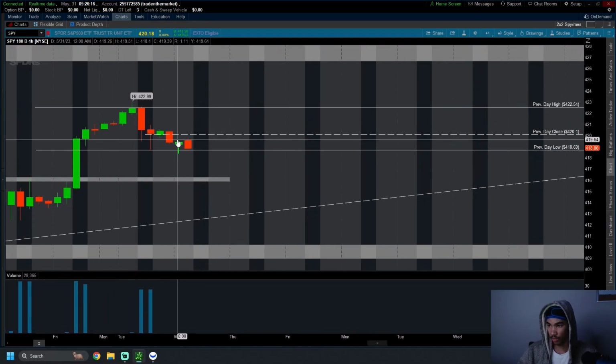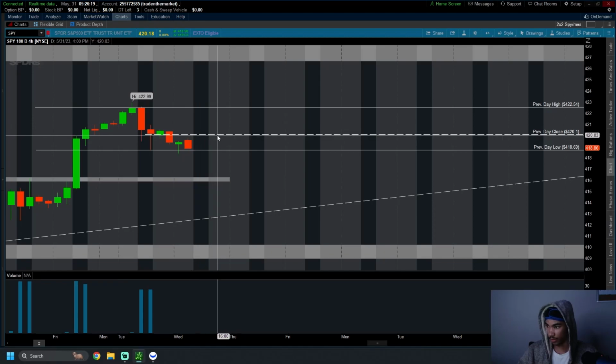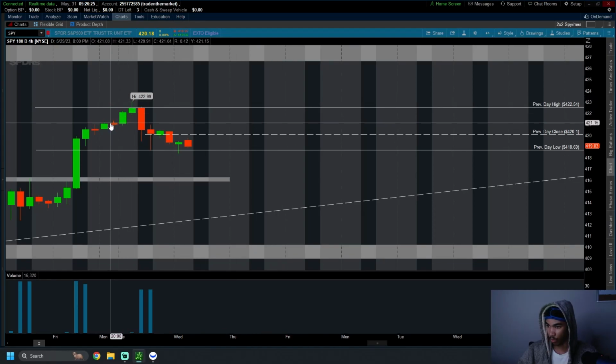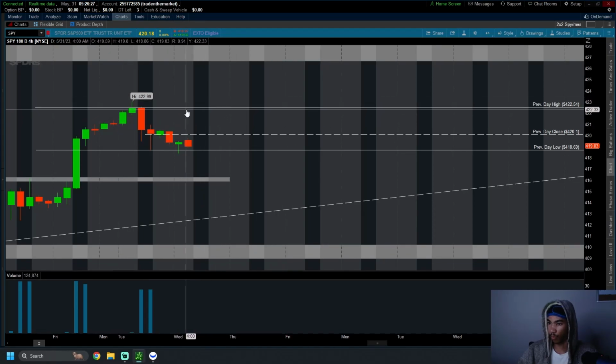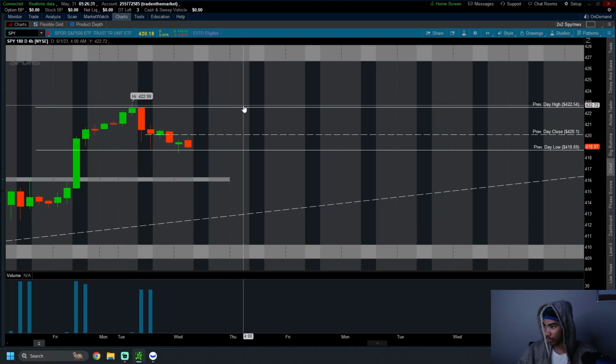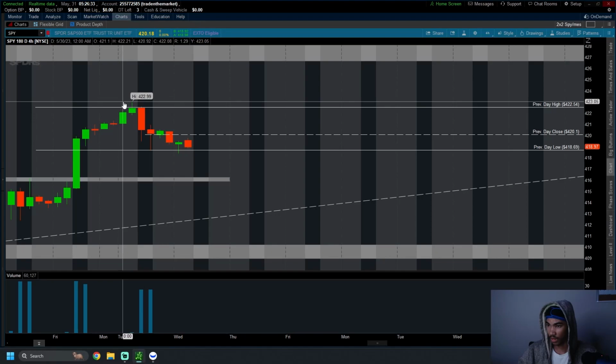So our targets for the upside would be first, get above previous day's close. We get above previous day's close, we look for price to come up here to 422.54. And then above 422.54, I mean, we could mark the high, 422.54, but then the next high would be 422.99, and that's only 45 cents.